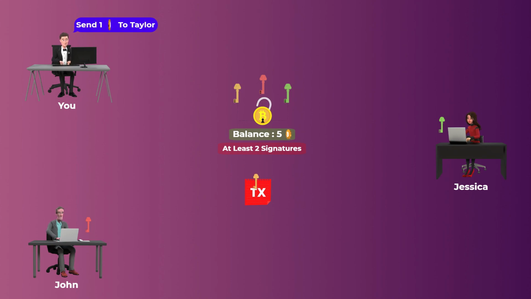So, let's say you want to send one Bitcoin to Taylor. You first need to sign the transaction with your private key. Now you already have one of the two needed signatures, but the transaction has not been approved yet. You now need to wait until John or Jessica sign the transaction with one of their private keys. Let's say after a while, John uses his private key and signs the transaction. Now the transaction has the two needed signatures, so it gets approved and the money is spent. You don't need to wait for Jessica to sign.